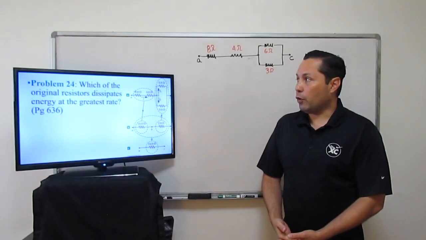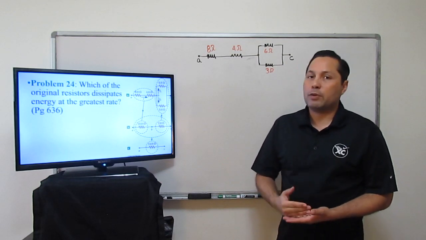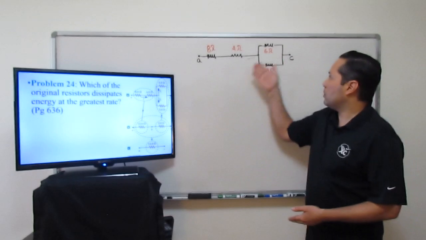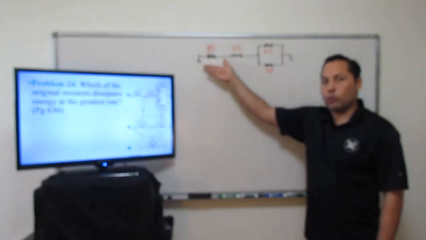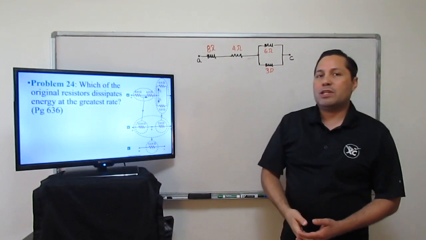In problem 24, we're asked which of the original resistors dissipates energy at the greatest rate. So we have 4 resistors here. The answer would be the first resistor, which has 8 ohms of resistance. So the greater the resistance, the more it will dissipate energy.